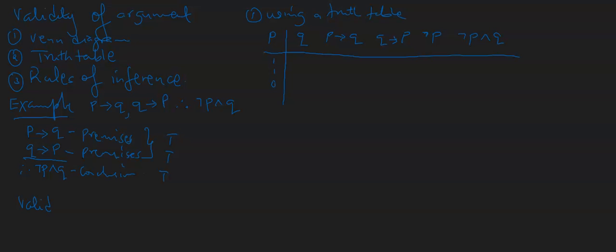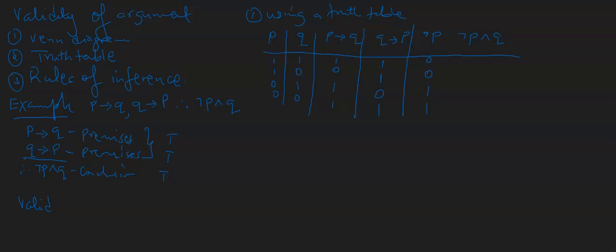So true, true, false, false, true, false, true, false. This one, P implies Q, is true. This one is false. This one is true. That one is true. This one is true. This one is true. False and true. Not P. This is false, false, true, true.